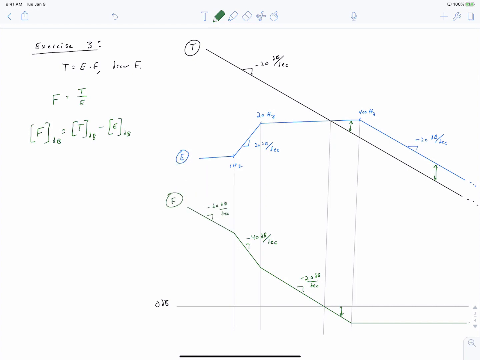So that concludes this set of exercises. We're just practicing using the operative transformations that we defined a few lectures ago and getting some practice using the graphical techniques.